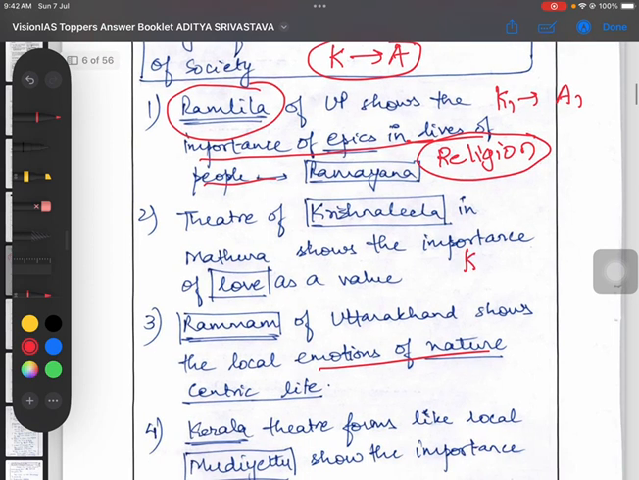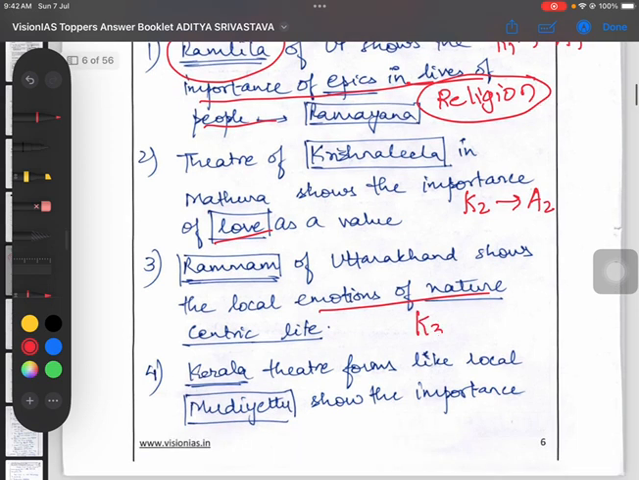Second point, he is linking another theatre form to another emotion or ideal. Here you can see Krishna Leela, and he is linking it to love. Here we can see another theatre form linking to A3. Next we can generate as many points as possible, like linking K4 to A4. We just need to deconstruct the keyword into particular theatre forms, and deconstruct the ideals and emotions of society. So here we can make n number of points. I hope you understand how to generate points.